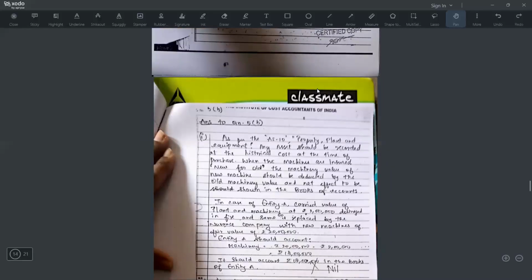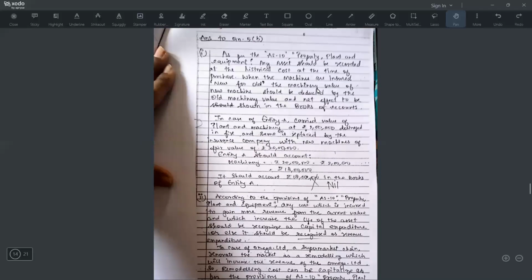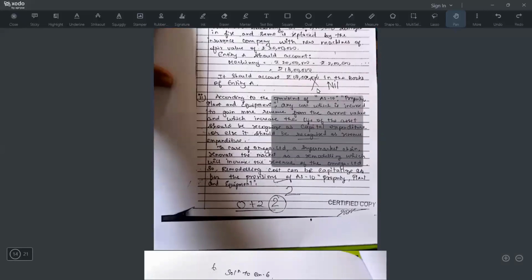Then coming to 5B, it is regarding AS10. I wrote the concepts along with some descriptions, and whatever I wrote, I wrote properly. They gave marks. This question is, I think, for 5 marks, and they awarded me 2 marks for it.